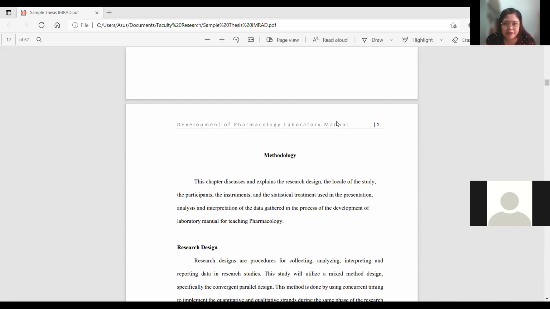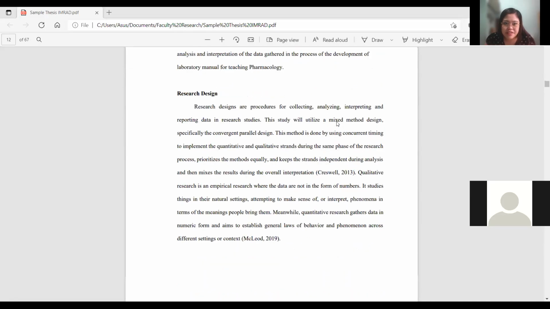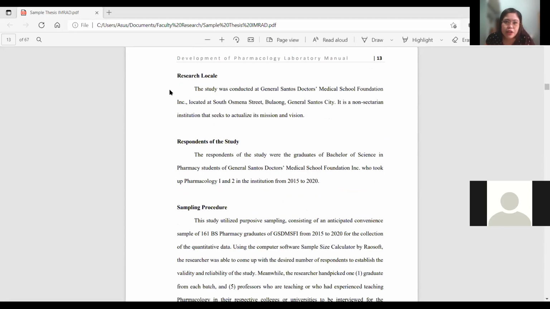No. This is not a complete paper. But anyway, since this is not an edited paper, after the method, after the research design, you have the research locale.